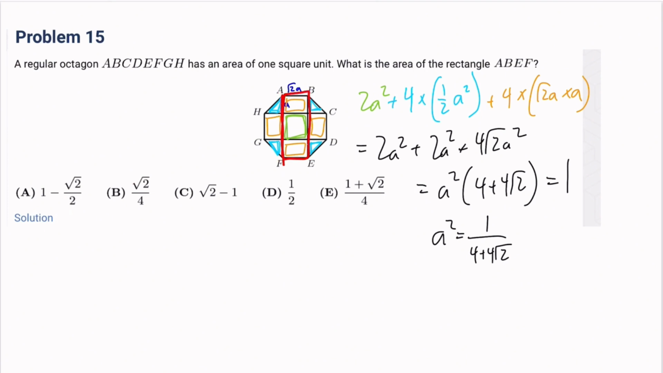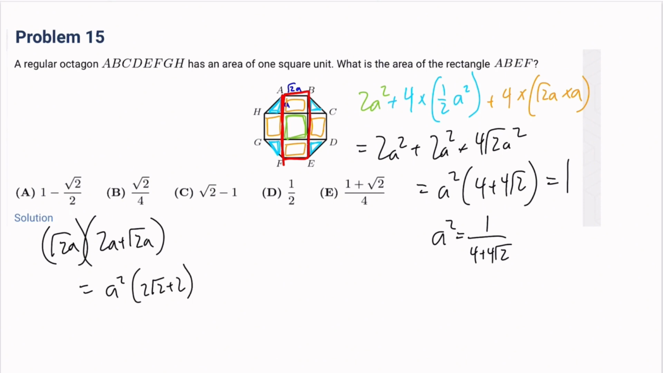And so that would be root 2a times this much, BE. That will be equal to a plus root 2a. So 2a plus root 2a. This is a squared times 2 root 2 plus 2. And so since a squared is 1 over 4 plus 4 root 2, this is 2 root 2 plus 2 over 4 root 2 plus 4, which is 1 over 2. So this is the answer. It's D.